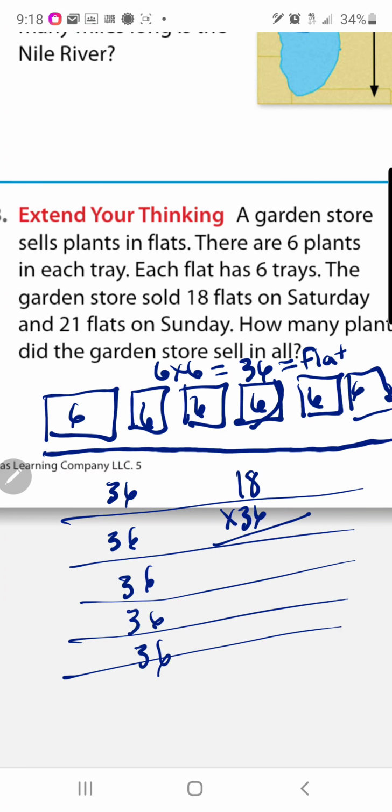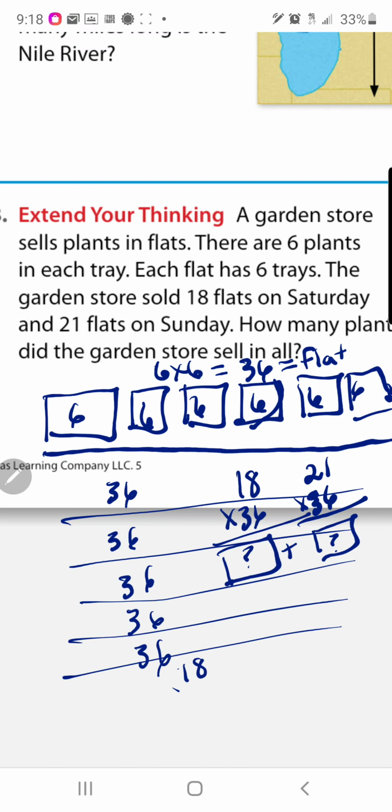They sold 21 flats on Sunday, so we know that if there are 21 flats and there are 36 plants in each flat, we can multiply again 21 times 36. And then what do we do with those two products right there? We can add them and find the sum of the products. So let's go through the math.